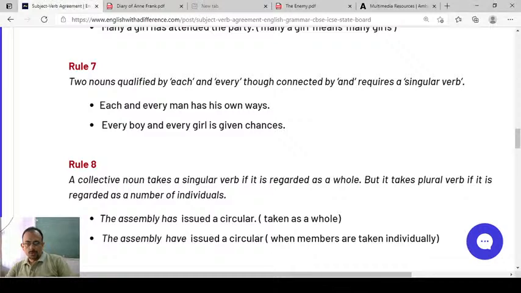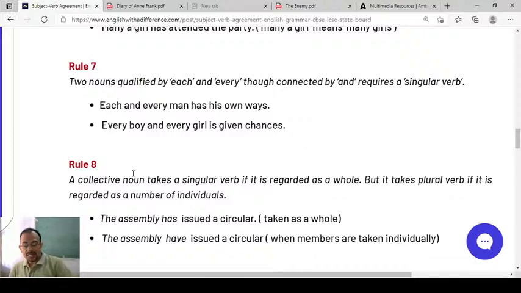Yeah. So rule number 7, you see: two nouns qualified by each and every, though connected by and, require a singular verb. So what does this rule say? Two nouns. Which are the two nouns? Say in the second sentence, which are the two nouns? Tell me. Every boy and every girl is given chances. Why not "are given chances"? Because here boy and girl are two different subjects. They are plural. So the verb should have been "are given chances," right?